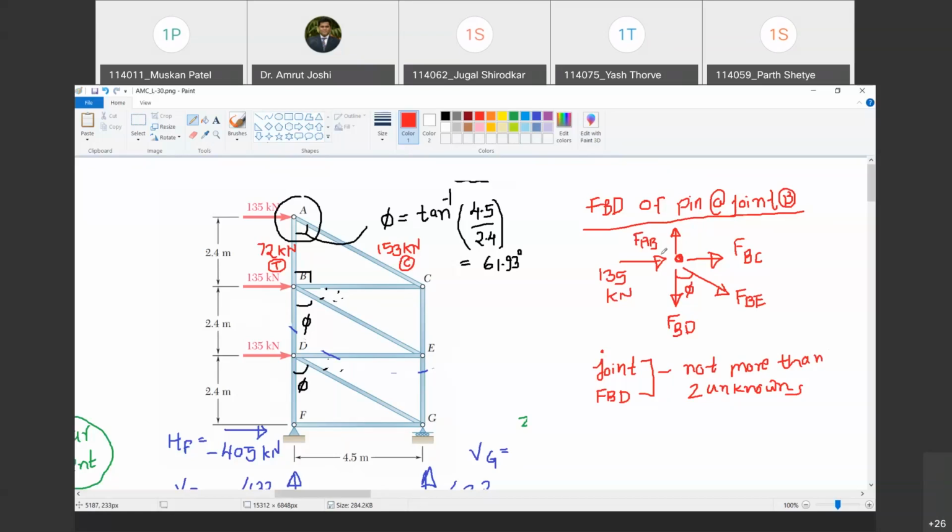Do you understand? Muskan, can you repeat it, sir? Yes. Suppose this FAB came out 72 kilonewton compressive, I would still show it as pulling. I would have shown FAB as pulling itself, but while substituting its value, I would have substituted minus 72. Are you with me? Yes, sir.